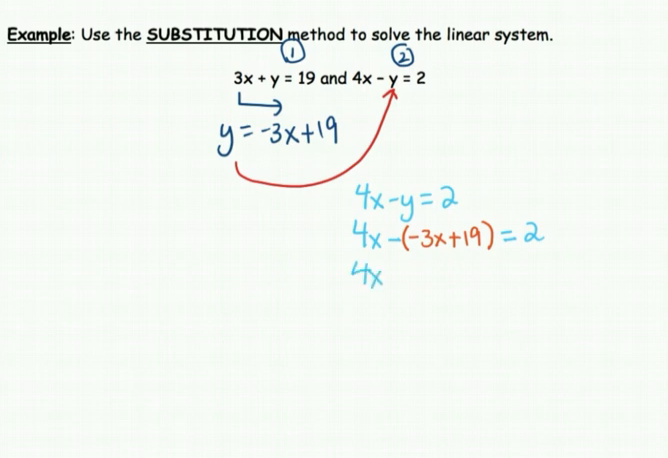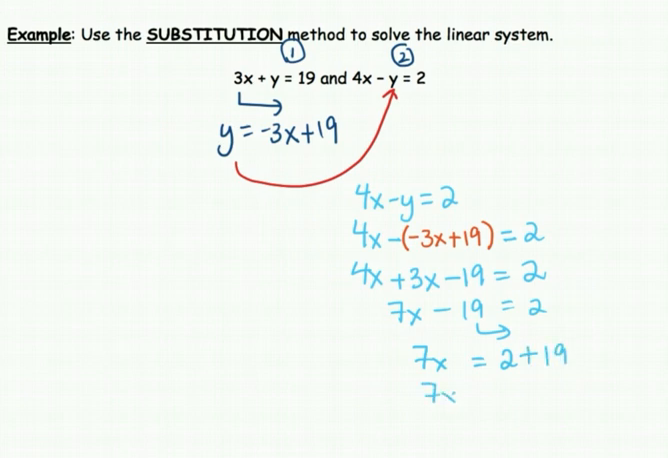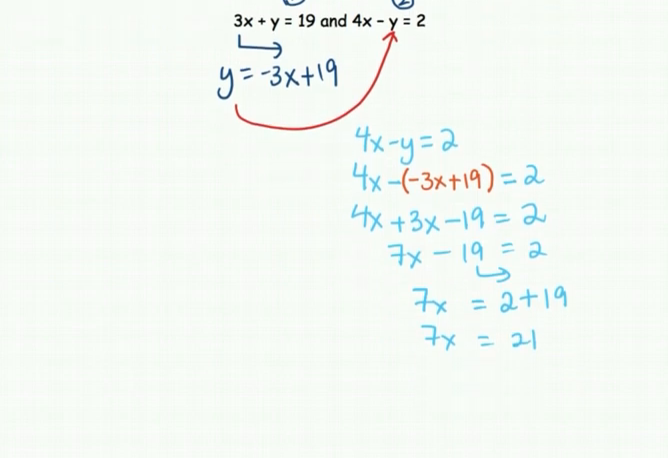Okay, so I'm multiplying this negative in, so it becomes positive 3x. So it's like multiplying a negative 1 in. And then negative 19 equals 2. Okay, collect like terms up. That becomes 7x. Okay, I'm going to boot the 19 over. When I do that, this is subtract 19, it becomes positive 19 over here. Keep going, clean it up. And you get to 21. All right, and then let's boot the 7 over now.